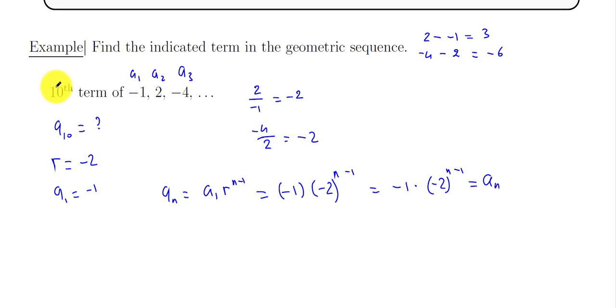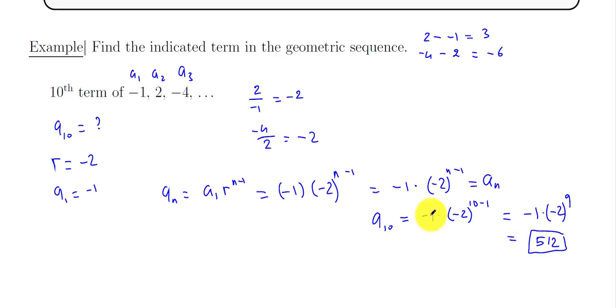We are looking for the 10th term, that means we are looking for a_10. So n now becomes 10. Anywhere we see n, we plug in 10. So minus 1 times minus 2 to the 10 minus 1, and 10 minus 1 is 9. So minus 2 to the 9 power, multiplied with minus 1, gives me 512. So the 10th term of this sequence is 512.